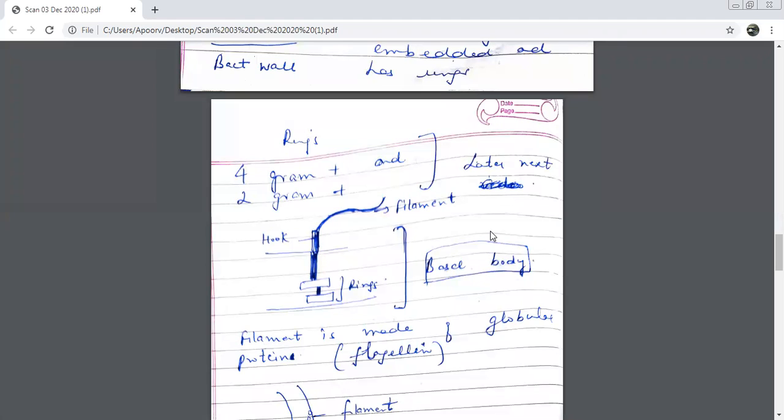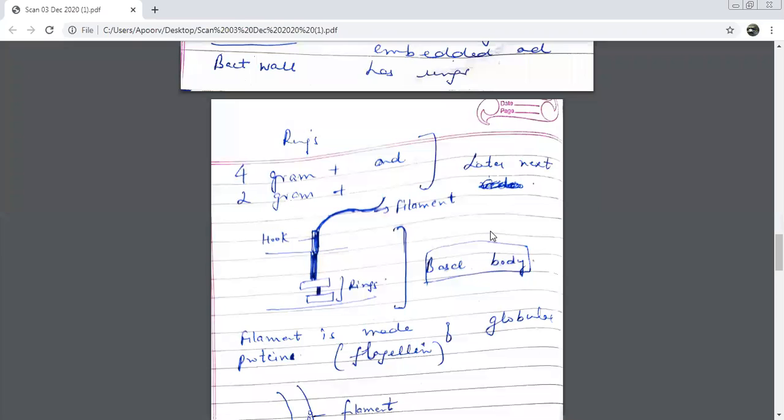Good. Then we did the structure of flagella. How many main parts of flagella did we have? 3: basal body, hook, and filament. So the basal body is the one which is inside the membrane or outside? Inside the membrane. Very good. And the part which connects the filament to the basal body, what is it called? Hook. Very good.